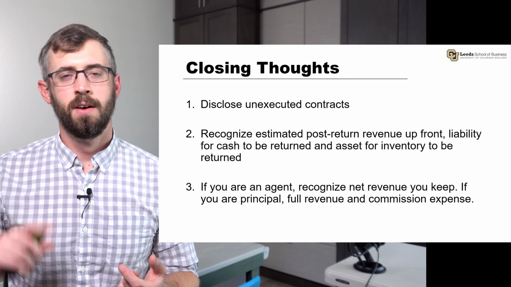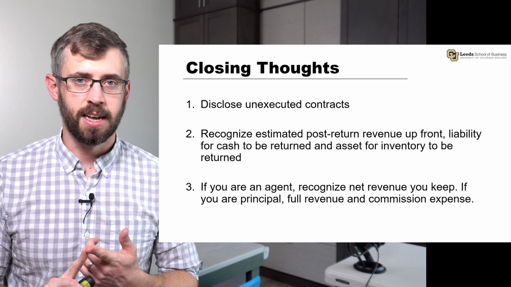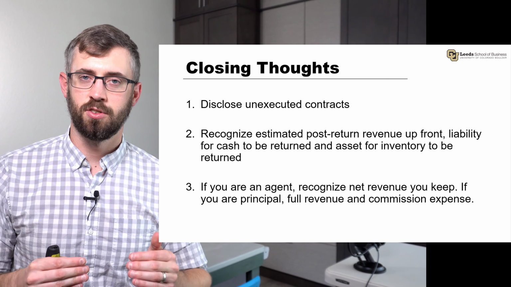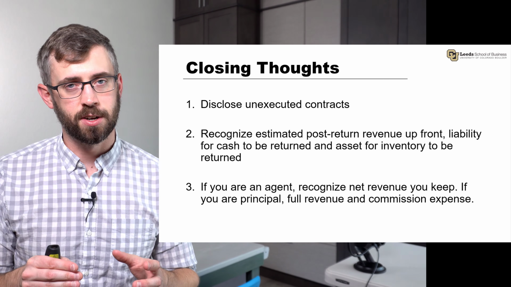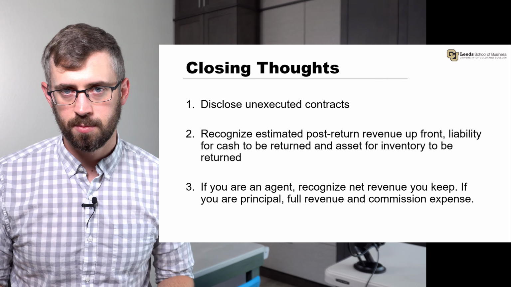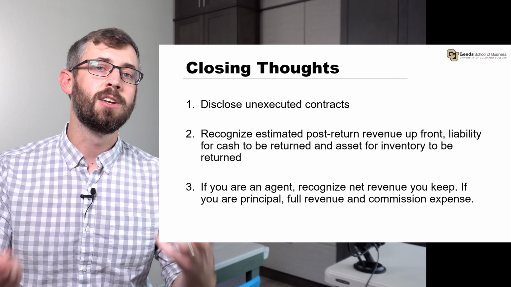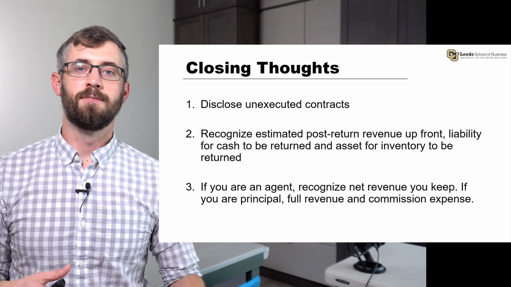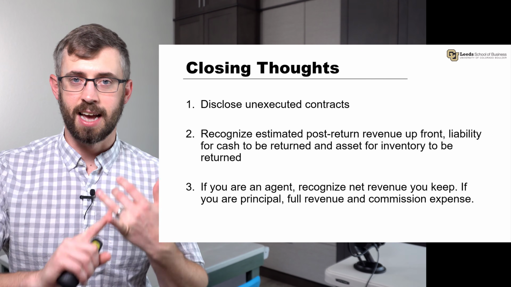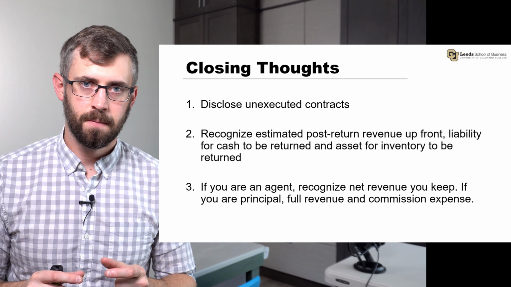So, recap very quickly here. We disclose unexecuted contracts, but we do not recognize them in the financial statements. For sales returns, we're going to reduce our revenue and cost of goods sold by the amount we expect to be returned. And we're going to create a liability for the cash we expect to pay back to our customers. And we're going to create an estimated inventory returns asset for the inventory that we think we're going to get back. And then finally, for principal-agent relationships, the agent, the seller, is going to recognize revenue only on the amount they get to keep.